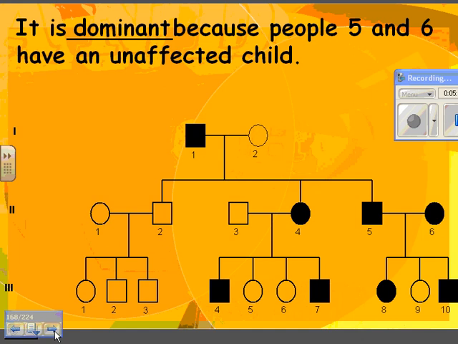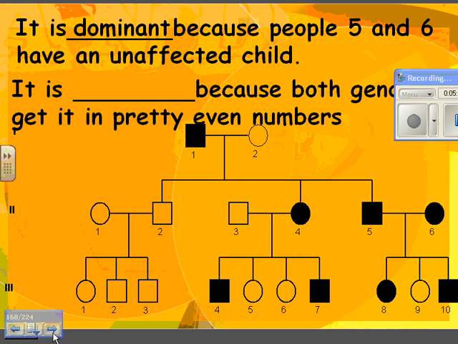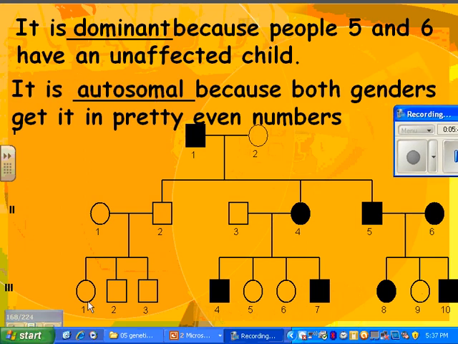So it is dominant because people 5 and 6 have an unaffected child. And it is autosomal because both genders get it in pretty even numbers.